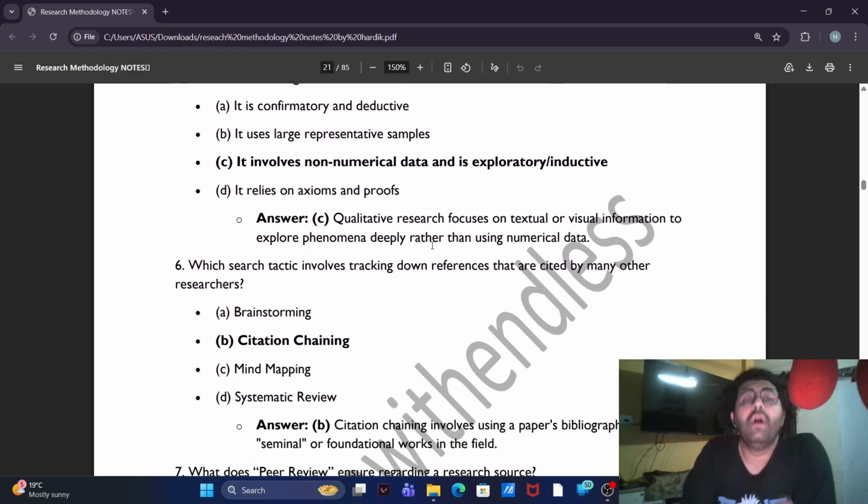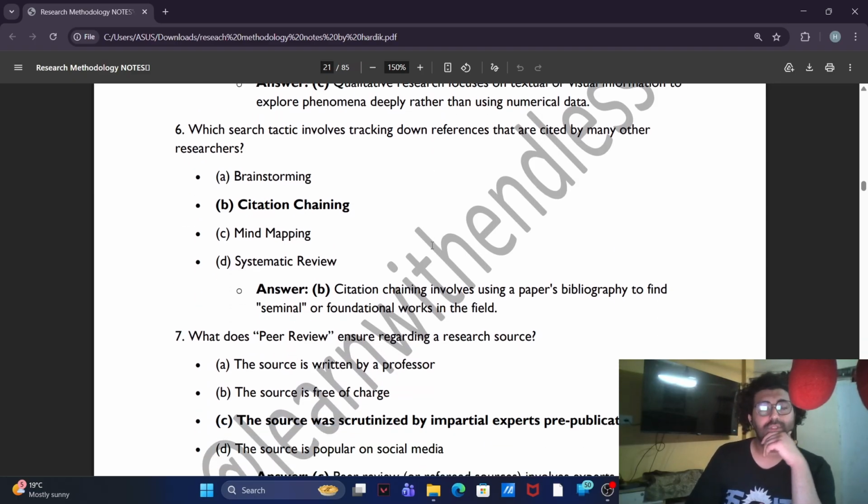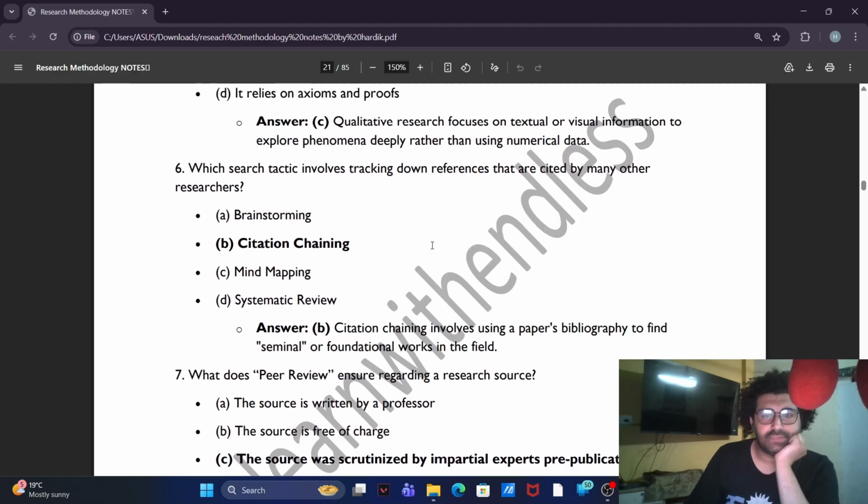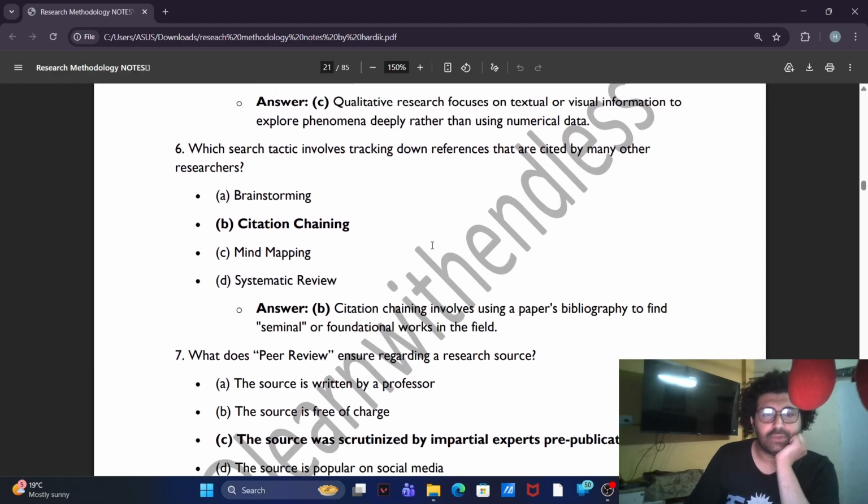Important fact. Qualitative research focuses on textual or visual information to explore phenomena deeply rather than just using numerical data. 6. Which search tactic involves tracking down references that are cited by many other researchers? Citation chaining. Citation chaining involves using a paper's bibliography to find seminal or foundational work in the field.